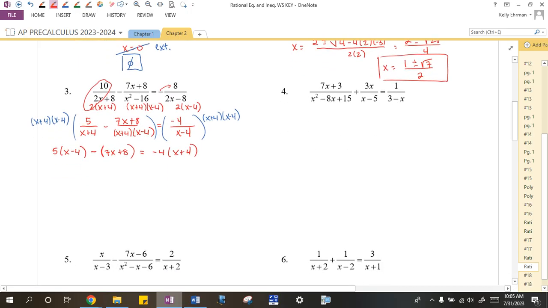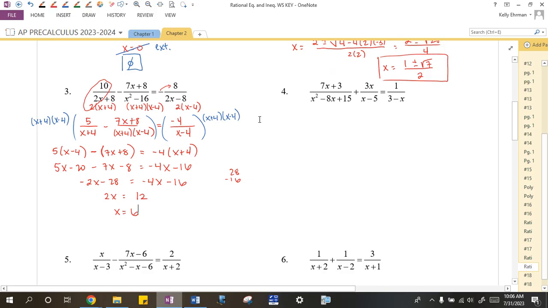And then let's distribute and start solving this. So we have 5x minus 20 minus 7x minus 8 equals negative 4x minus 16. Negative 2x minus 28 equals negative 4x minus 16. I'm going to add 4x to the left side, and I'm going to add 28 to the right side. So it's negative 16 plus 28, or just 28 minus 16, is 12. x equals 6. When you get an answer, check your extraneous solutions.